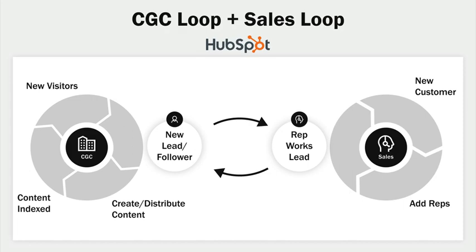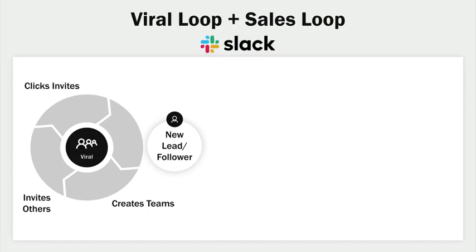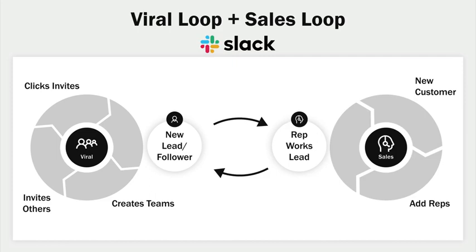We can take a look at another example, because a company-generated content loop is not the only type of lead loop. There are also product loops. If we think about Slack, for example, they have a viral loop generating more users and leads, but they pair that with a sales loop for a specific segment of their customers, typically enterprises and large companies. So that viral loop is generating those leads, and then those reps work those leads to generate new customers where the viral loop isn't enough to get them over the line.